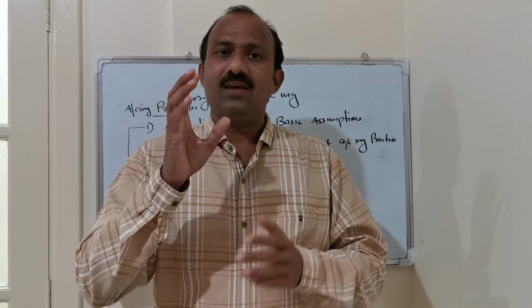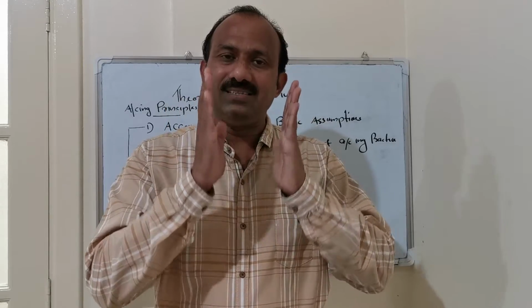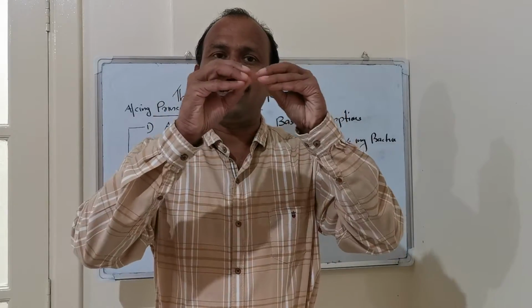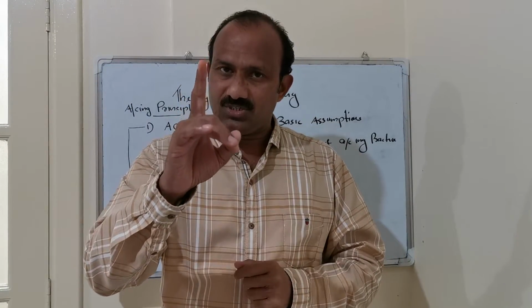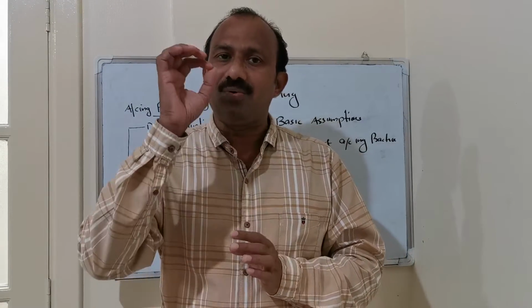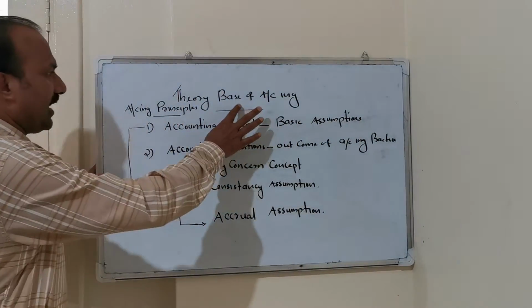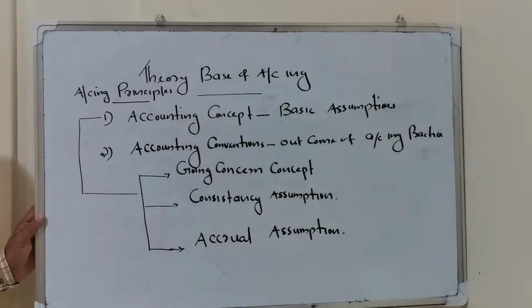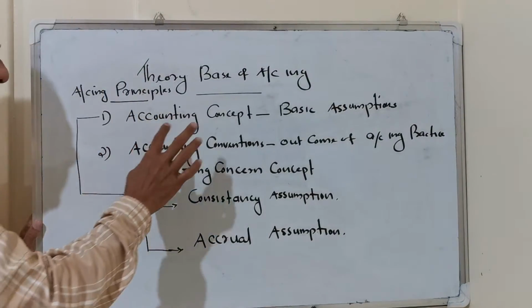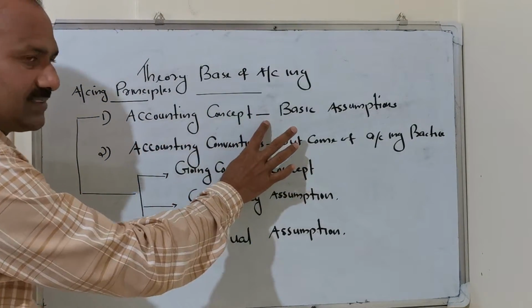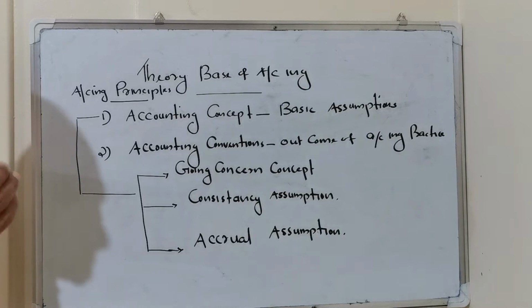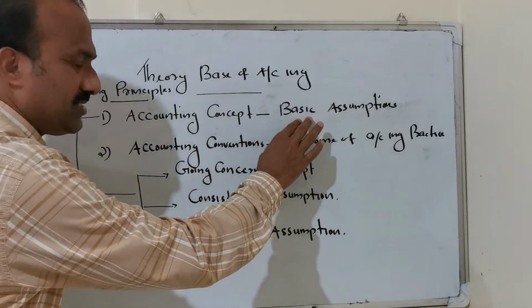The main accounting principles we can summarize in two ways. One is accounting assumptions and the second one is accounting concept. Look at the board, we can see here theory and base of accounting. Here accounting principles you can see, accounting concept is there. Accounting concept means basic assumptions.